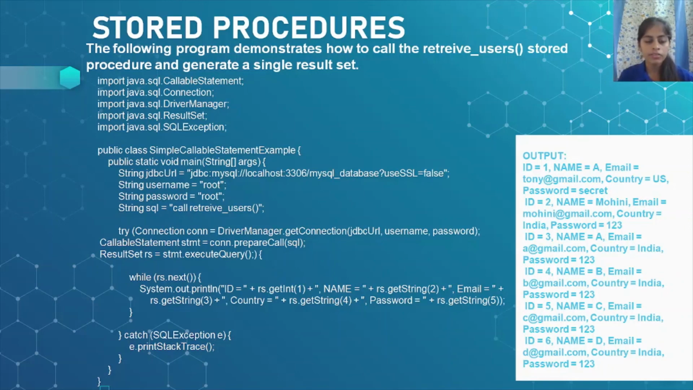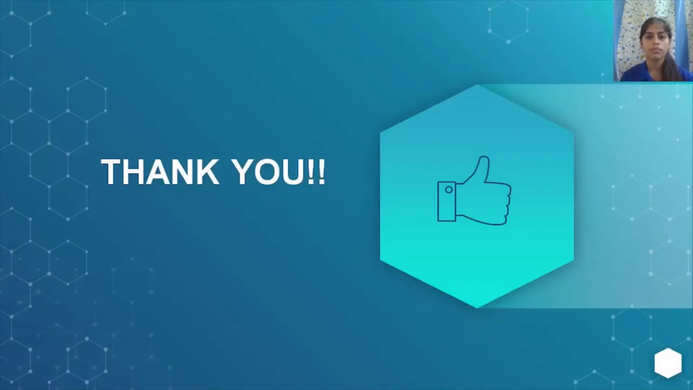Then while rs.next, we use the next method to get the result and to get the output from the database. The output will give the ID, name, mail, country and password from the database. Thank you.